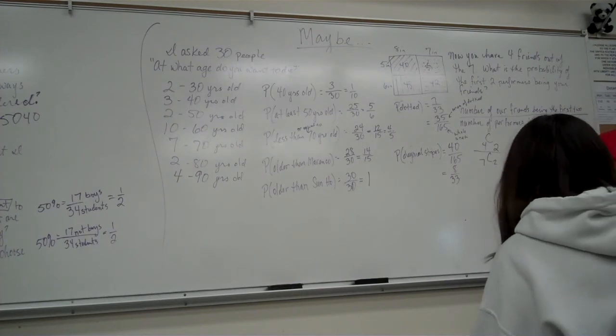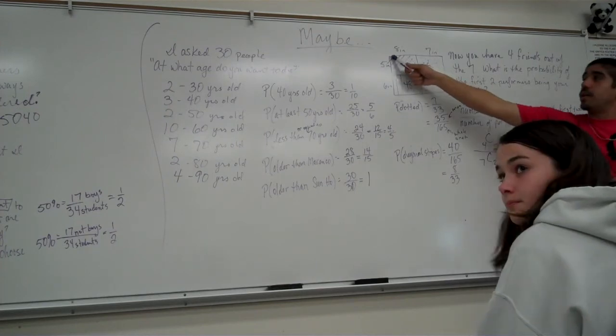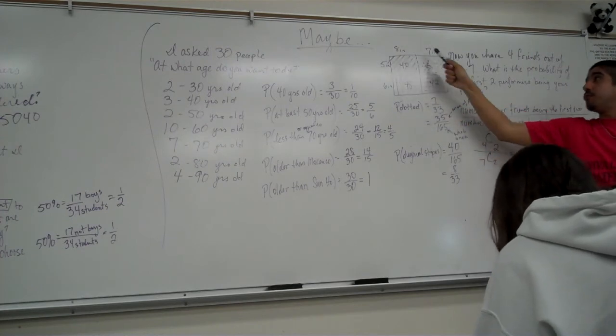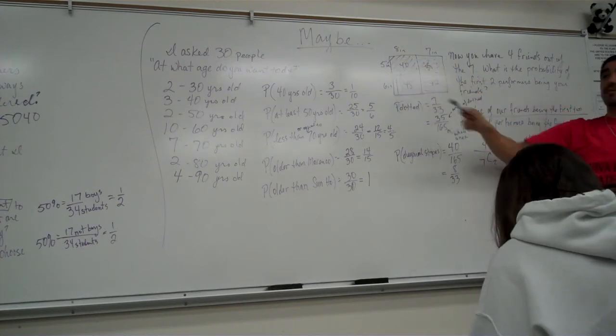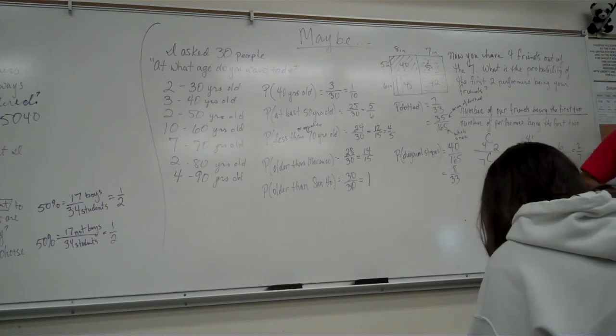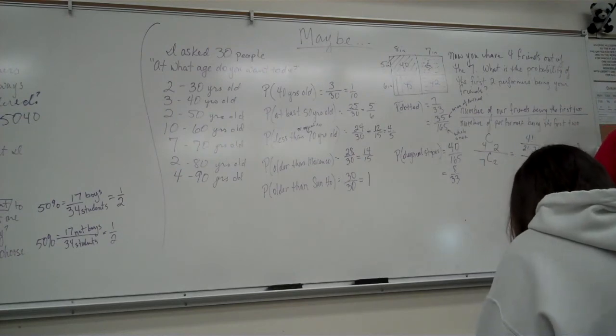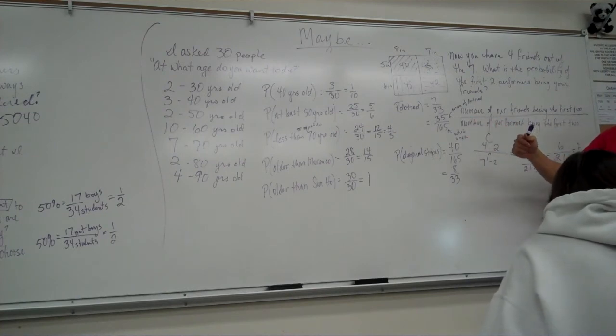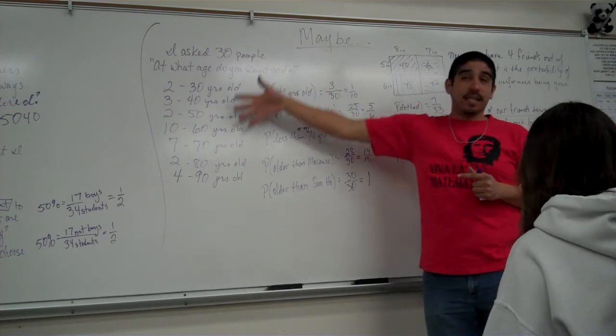How do you get the whole area again? We took each little area and added them all up. Or you could have done 15 times 11, and that would have given you 165. So geometric probability deals with area. Experimental probability deals with an experiment that you did.